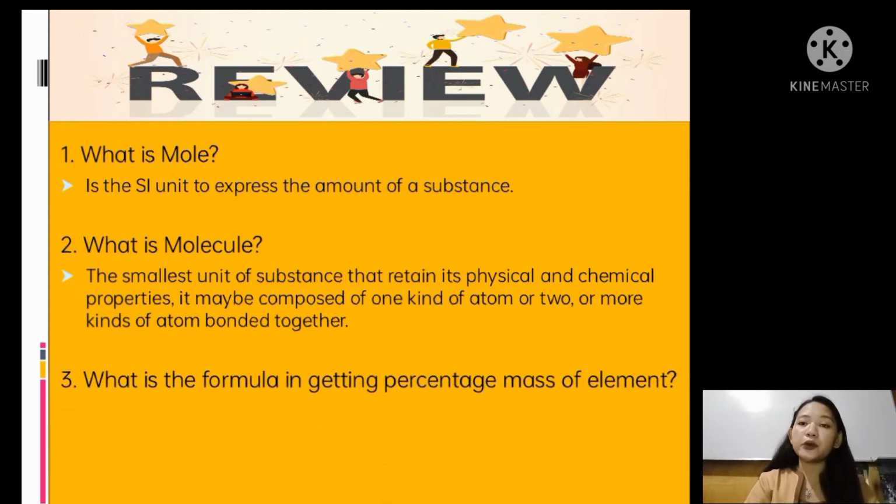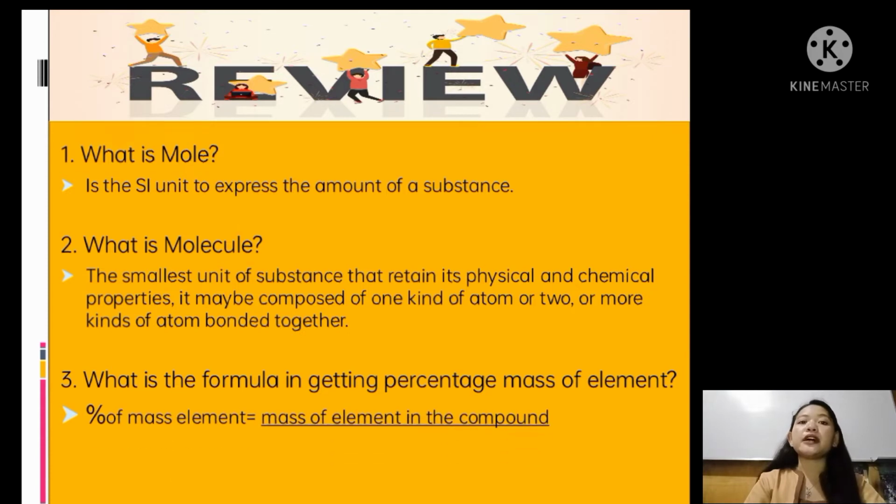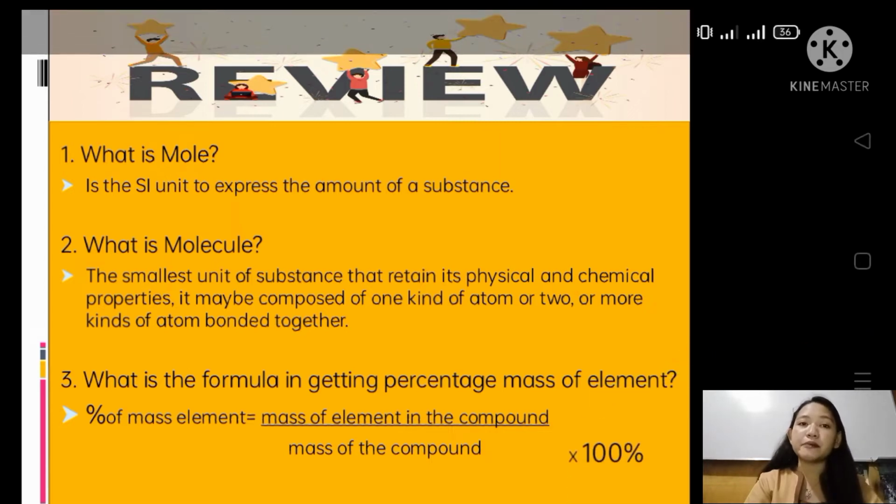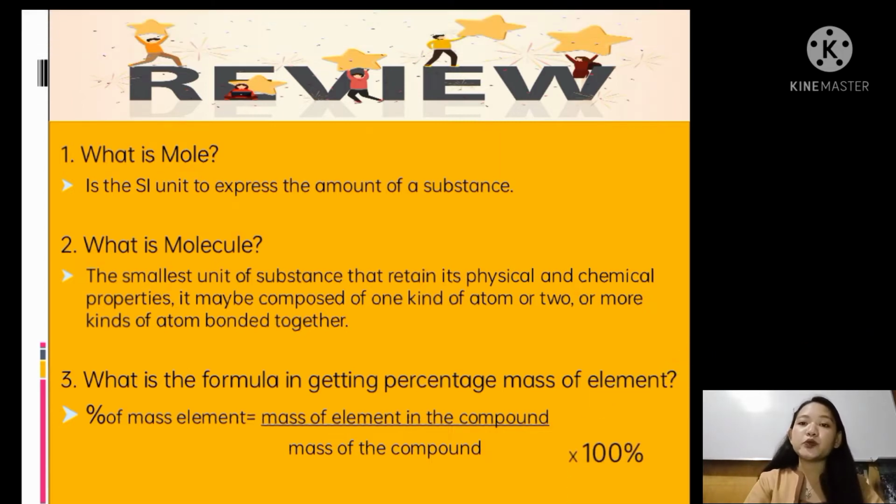Okay, Miss Gula, what is the formula in getting the percentage of mass of an element? Very good. Again, the formula in getting the percentage of mass of an element is mass of an element in a compound over the mass of the compound times 100%.